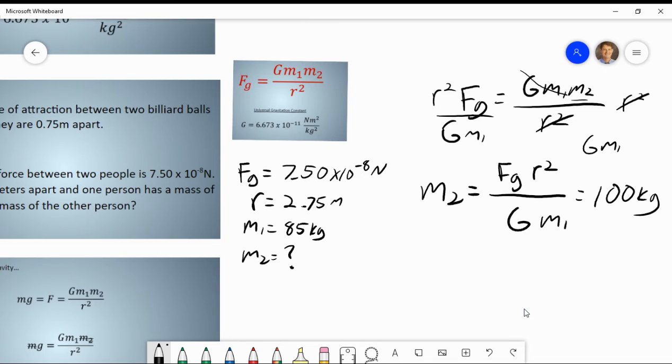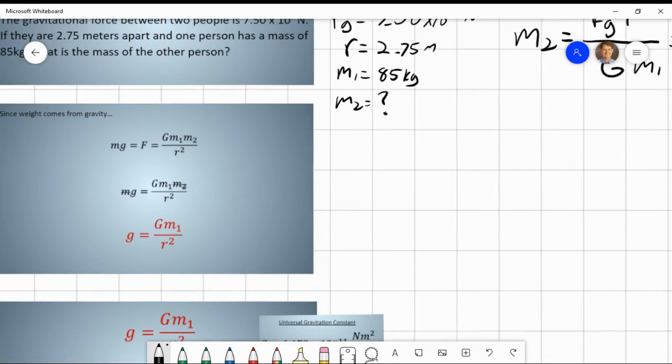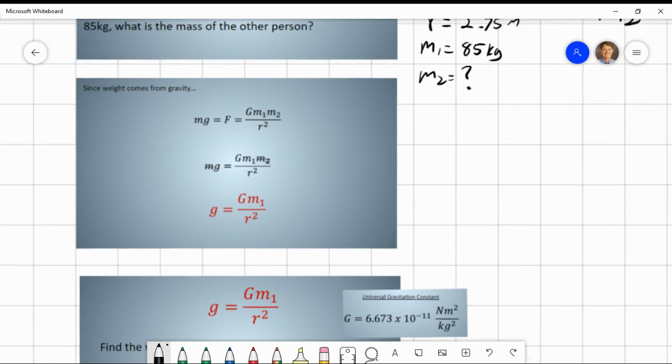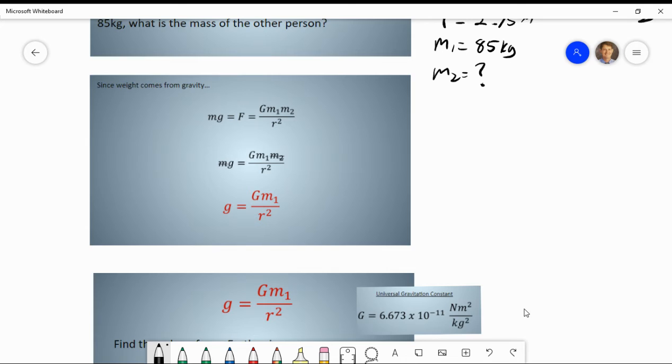There you go. Now, if you do all the numbers, you'll find that it all works out. I know that I'm solving for a mass, so I'm just going to put kilograms in and move on. Okay, good job.